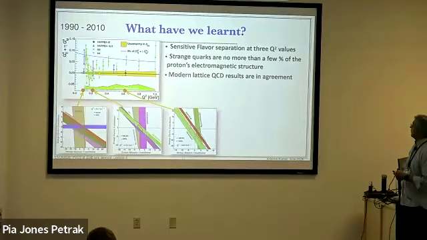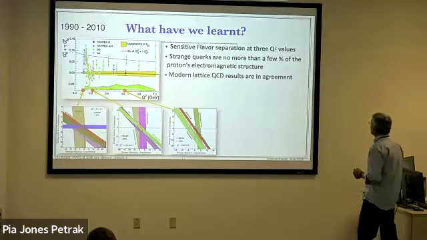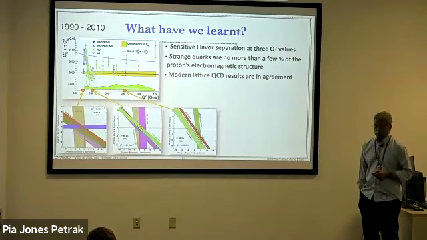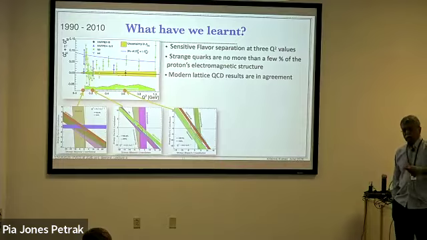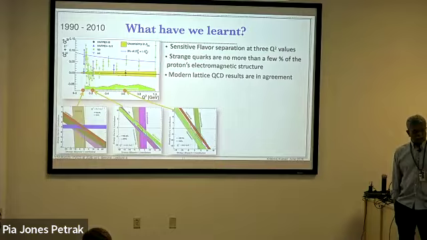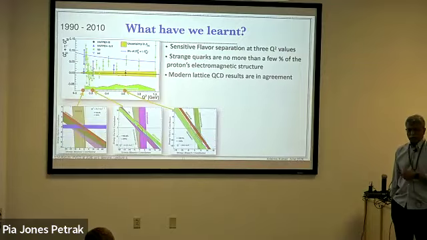So what have we learned? We've learned that strange quarks are no more than a few % of the proton's electromagnetic structure. And this has been very important for all kinds of other experiments at Jefferson Lab. We can just ignore the strange quark contribution. Okay, we would not have known that but for these experiments until lattice QCD came along.